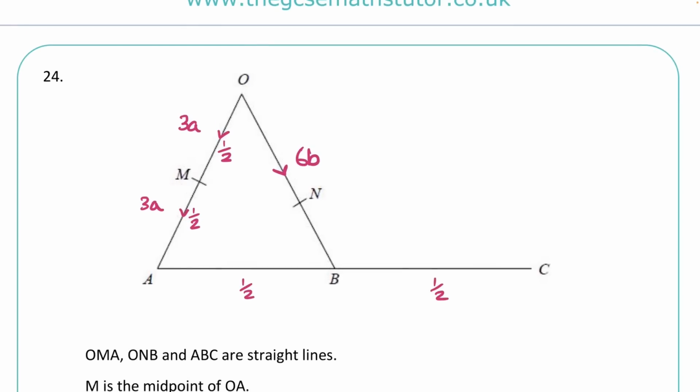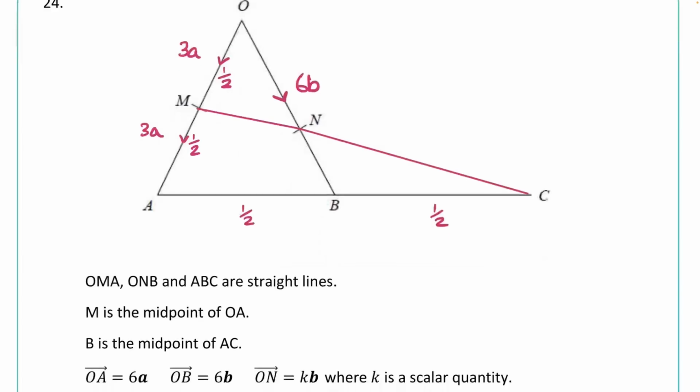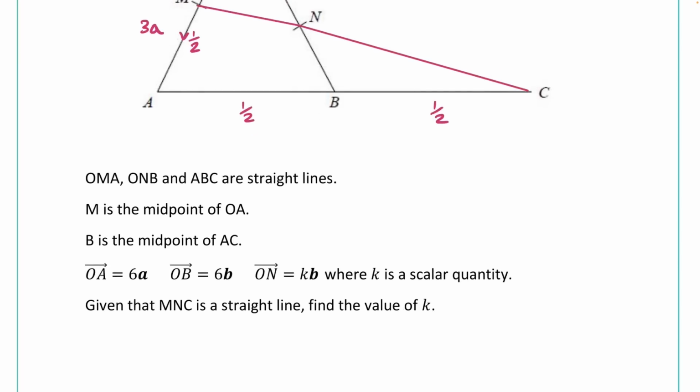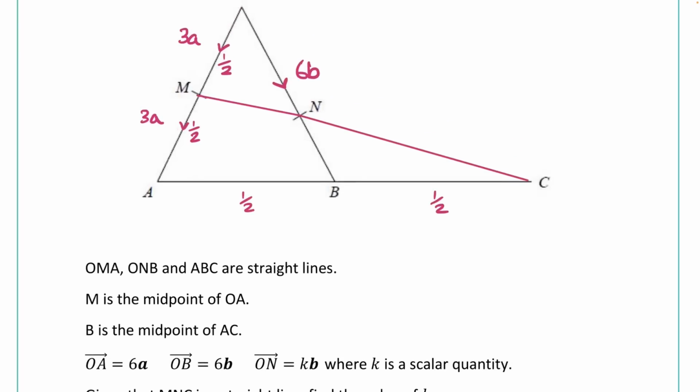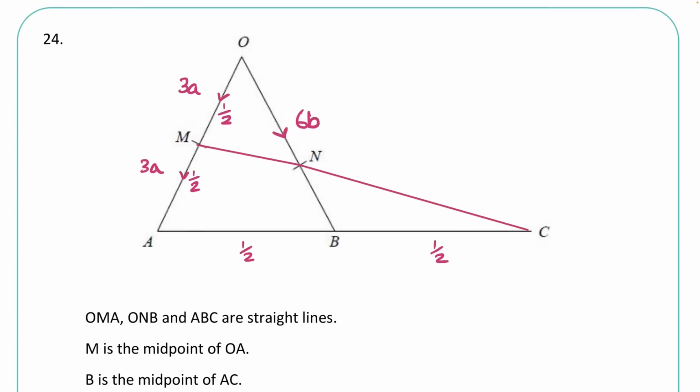So M to N is there, and then N to C takes us down to here. Now my diagram doesn't make it look like a straight line, to be fair. It's close enough, but it's not drawn to scale. But it tells us it's a straight line, so we're going to assume that it definitely is a straight line. So to figure this out, we need to have a think about some of the vectors in terms of how to get there.